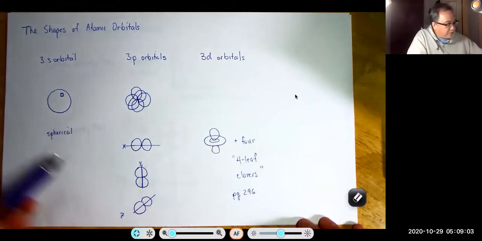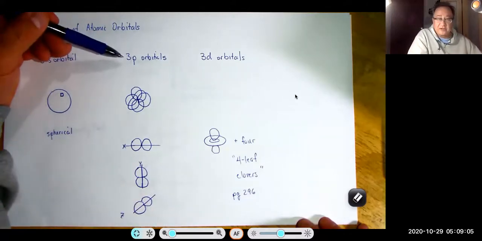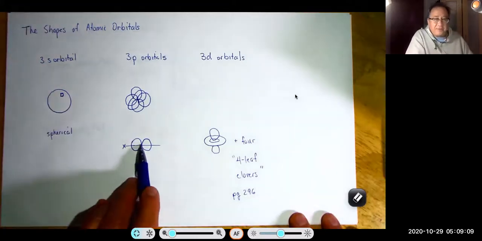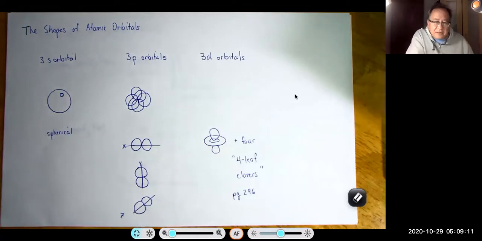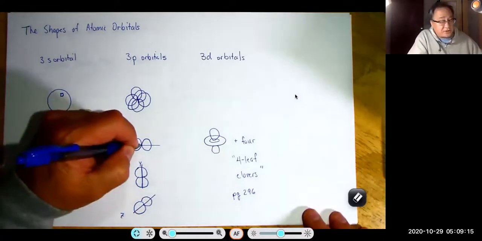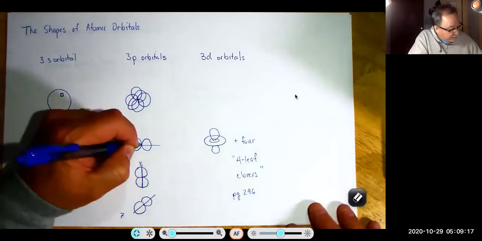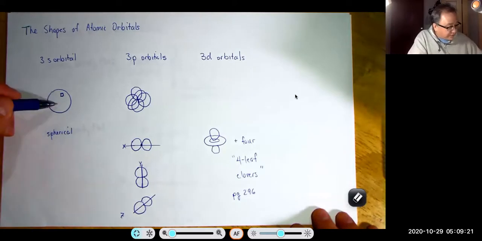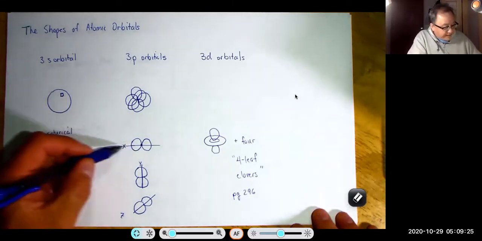Okay, what do the 3p orbitals look like? There's 3 of them. Well, one of them looks like this. Some people call this a barbell type shape. It looks like an infinity symbol. It's 3-dimensional though. And right here where I'm drawing that little dot, that's where the nucleus is. Where's the nucleus for this guy? It's in the center.